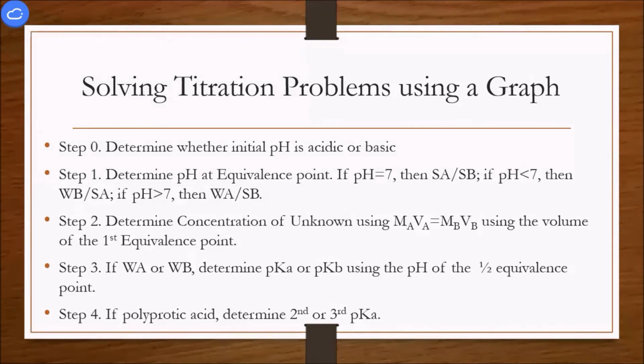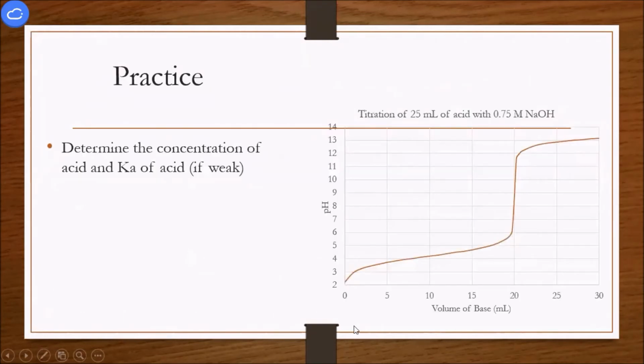Step 3, if it's a weak acid or weak base, determine the pKa or pKb. If it's a strong acid, you skip this step. If it's a polyprotic, determine the second or third pKa. If it's not a polyprotic, you skip that step. So that's pretty much all you can do with a graphing problem. You don't have to overthink it. You find out what's being added to what. You determine if it's strong or weak. Step 1 and 2 is what you always do. And if it's weak, we can do step 3. There's multiple jumps, we can do step 4.